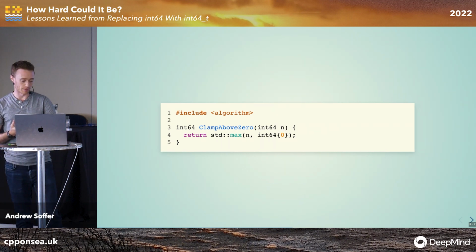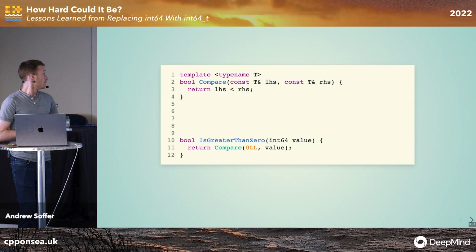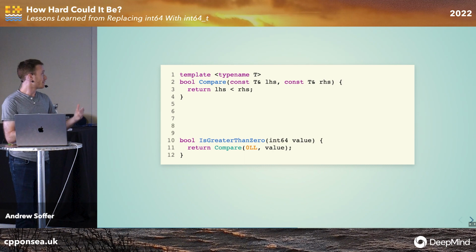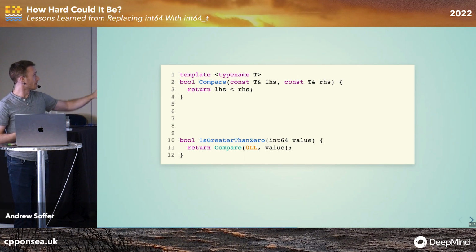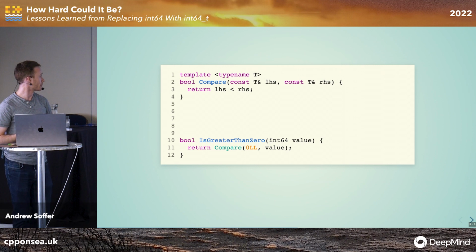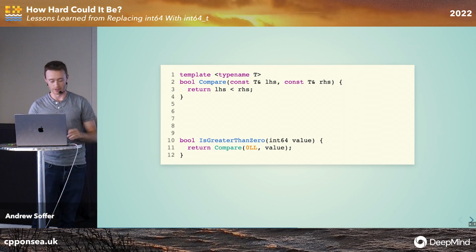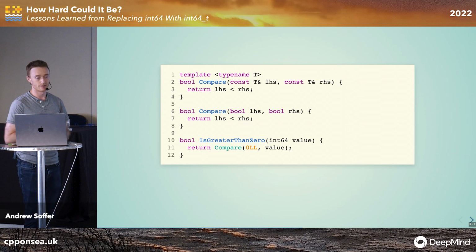So let's change it up a little bit. Let's look at this example with compare. This is effectively the same pattern, right? We've got, again, a template, and it's got these two parameters that are both the same type for the arguments. And we're calling it in much the same way, where one of them has 0LL. But I've left some space, so I'm going to throw in a wrinkle here. And this is the wrinkle.